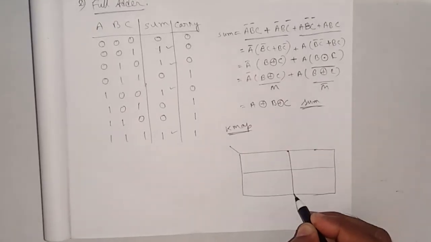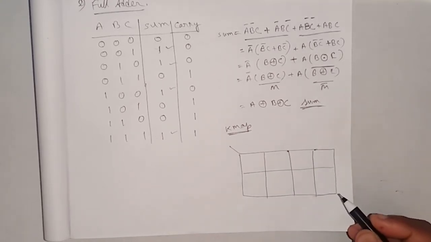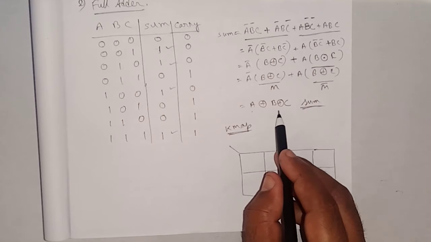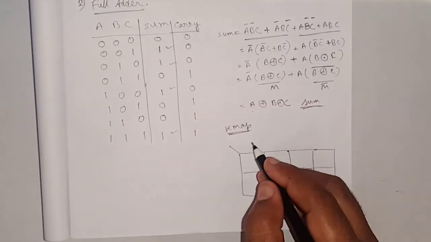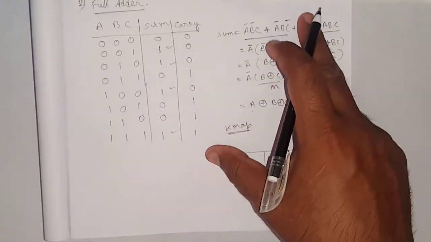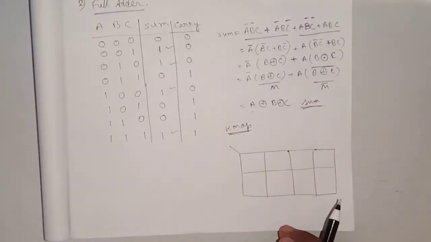In class 11 you don't need to write this K-map, you simply write the answer. You simply write sum is equal to A XOR B XOR C, and carry is equal to, after solving, you write the carry result only. This explanation and this K-map explanation are not required in class 11.